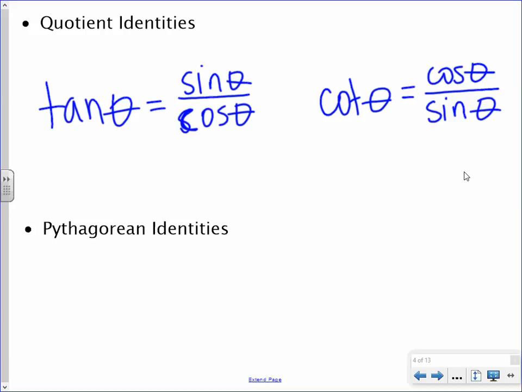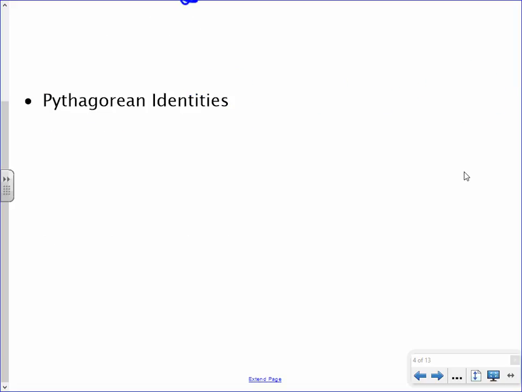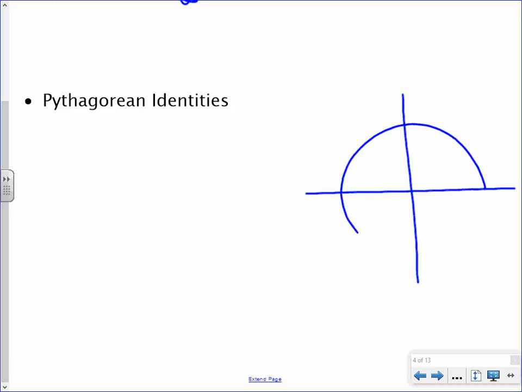And then question number 3, the Pythagorean identities. Don't draw this up here. Just watch me. This is the unit circle. What's the radius of a unit circle? 1. This side is x. This side is y, right?